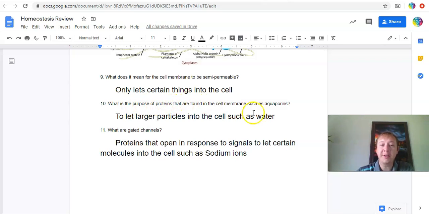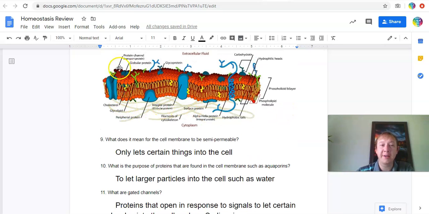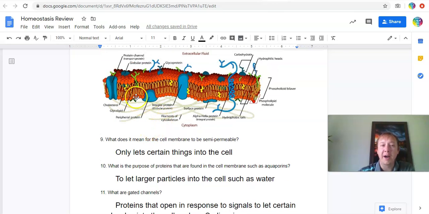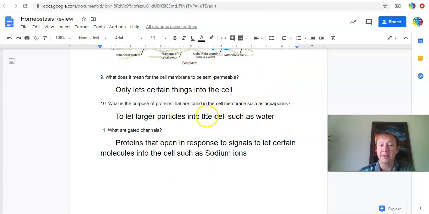The purpose of proteins found in the cell membrane, such as aquaporins, or you can see here the protein channel, is that they let in particles that are larger. Water can't move through the cell membrane easily, and remember, we have the tails on the inside that we call hydrophobic, which don't like being around water. If water were to get in here, it would be a really bad thing. So it needs a way to pass through the cell membrane without coming into contact, and it can travel through this channel. It also lets through larger particles. Sugar, for example, is a large particle, and there are proteins that allow it into the cell.